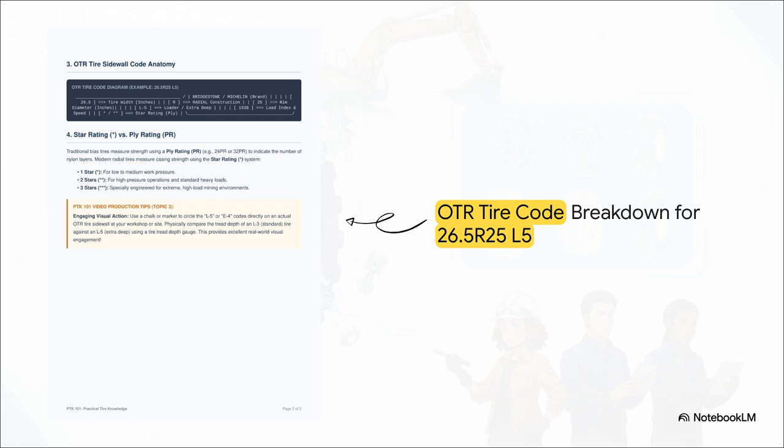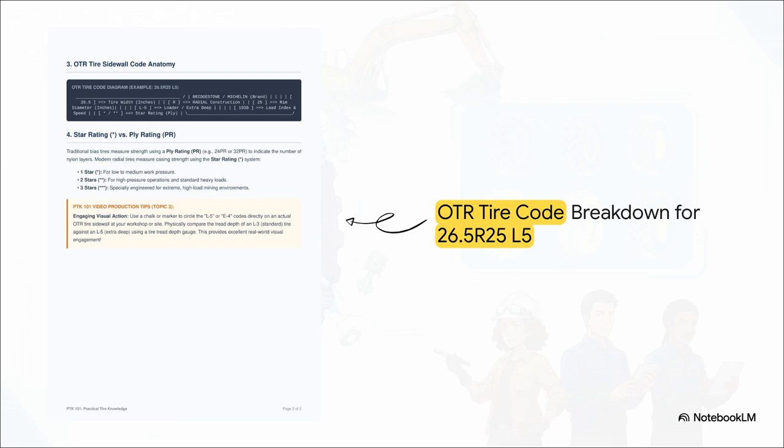26.5 R25 L5 with a 2-star rating. Okay, right away, the 26.5 tells us the tire width in inches. That crucial R sits right in the middle, loudly proclaiming this is a steel radial construction, meaning it's going to run cool and efficient. The 25 is our rim diameter in inches. Then we jump over to the application code, L5. Thanks to what we learned earlier, we know L means it absolutely belongs on a loader, and 5 means it packs an extra deep tread for maximum rock protection.